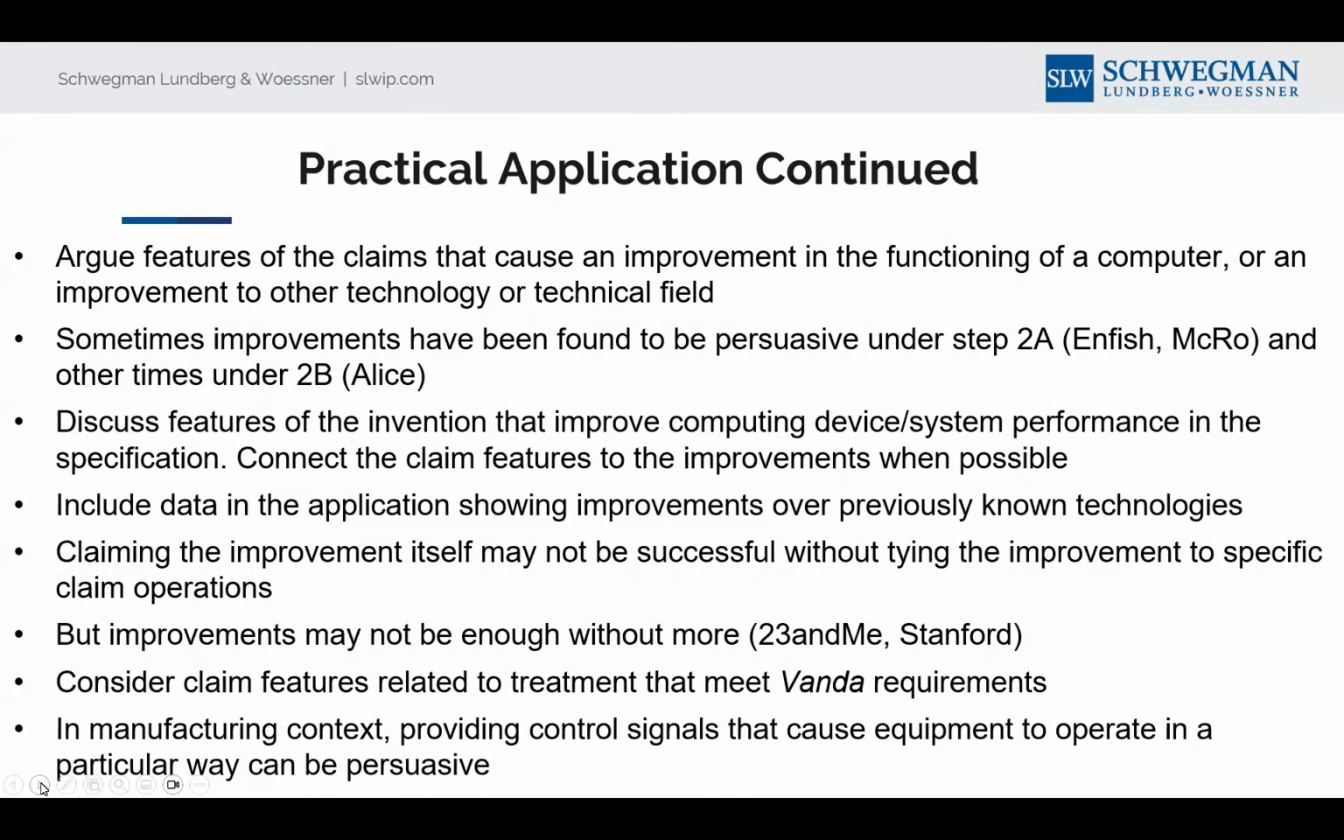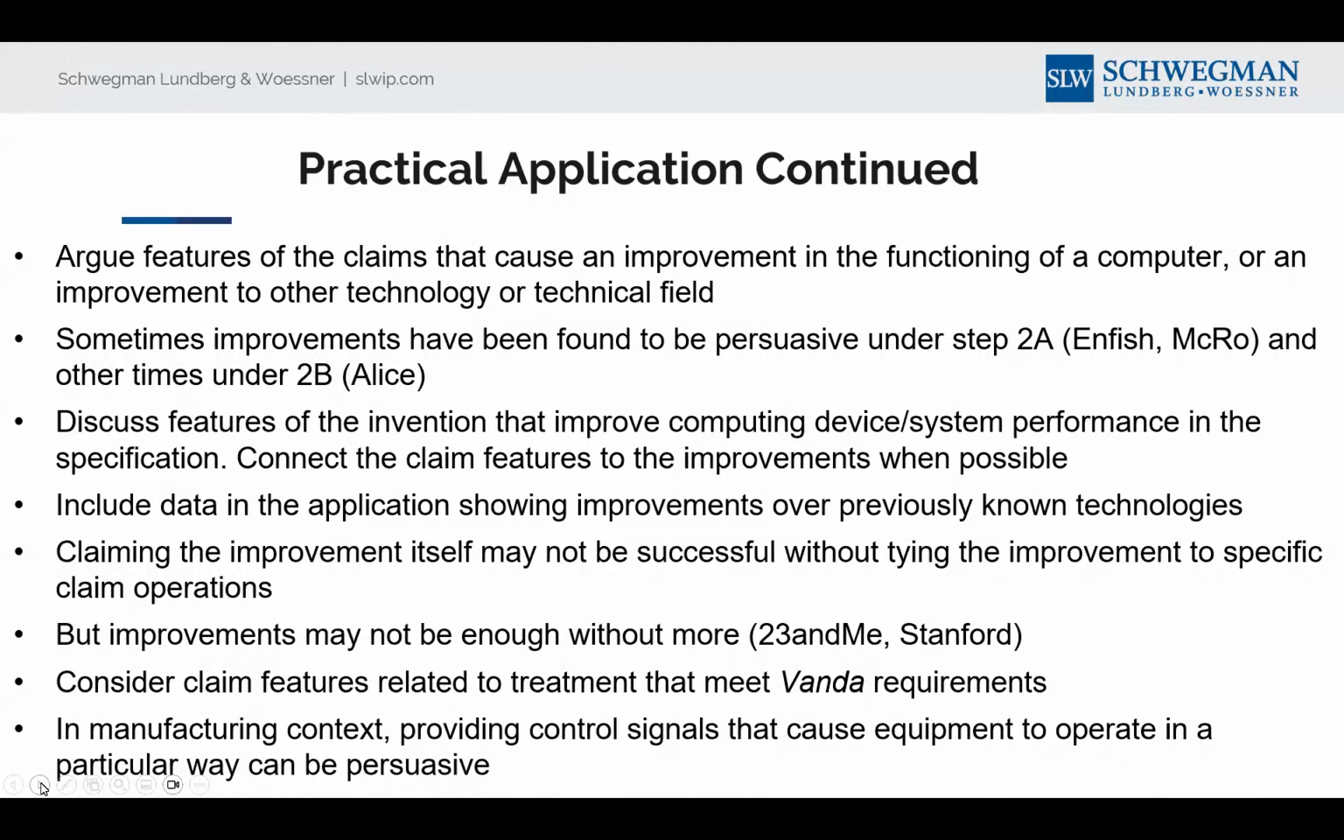If you don't have to go down that road, I think it's helpful not to go down that road. You can have a divided infringement issue. Sometimes having all that information in the patent specification isn't possible. A lot of times you want to separate out your therapeutics from your computational methods. So that's not always hard, but it is possible, and I did want to mention it. And then in the manufacturing context, if you're providing control signals that cause equipment to operate in a particular way, that can be persuasive.